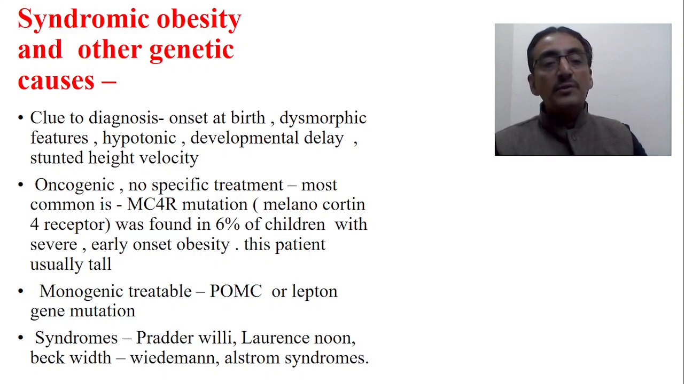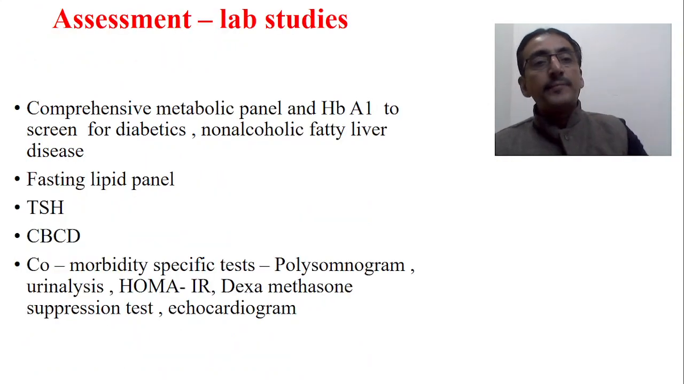And these patients are usually tall. This is another genetic finding. Okay, so monogenic conditions are there, POMC or leptin gene mutation. These are some of the genetic conditions leading to obesity. Okay, syndromes, as I told, Prader-Willi, Laurence-Moon-Bardet-Biedl syndrome, Cohen, Alstrom syndromes, even in Down syndrome. So this is quite common.